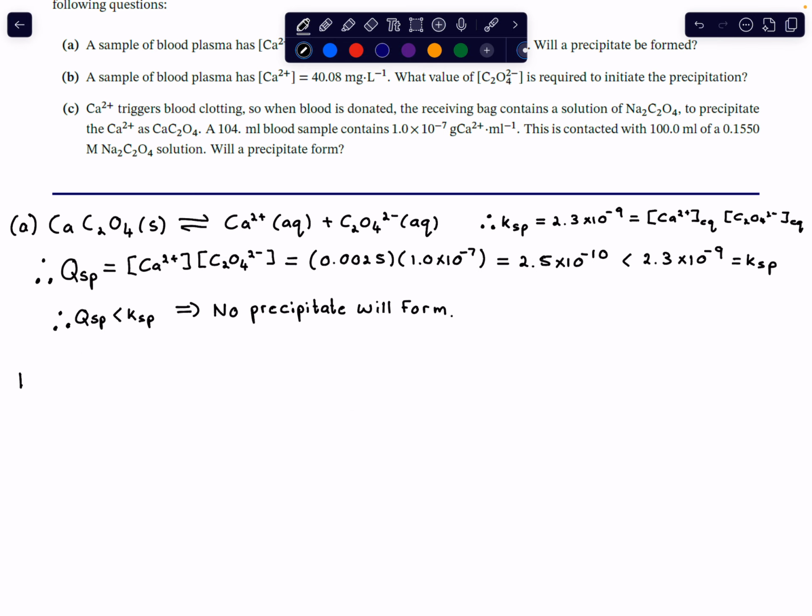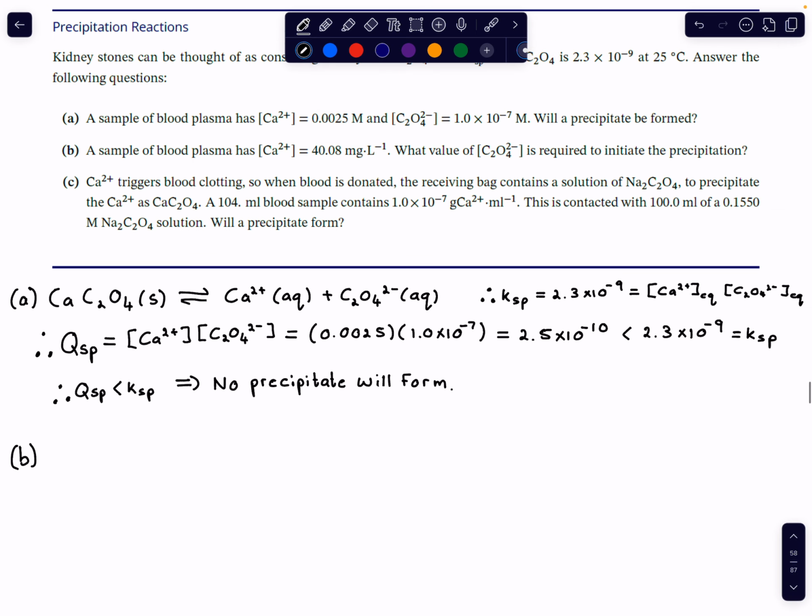Going to part B, we're asked to say a blood sample has a concentration of calcium, which is given in milligrams per liter.